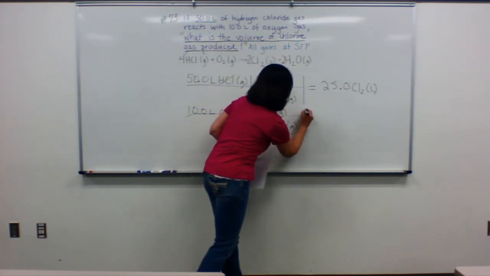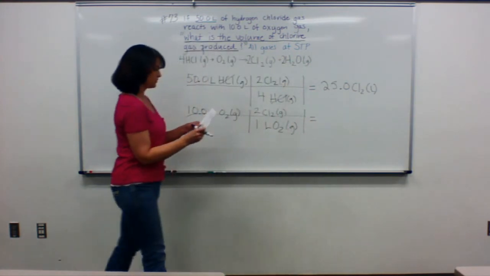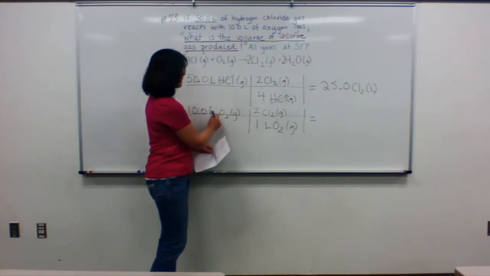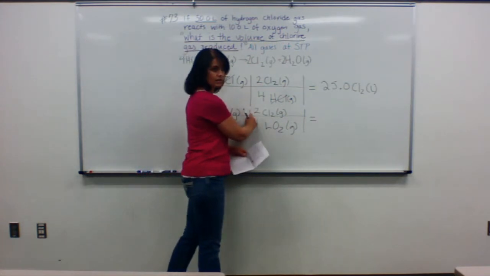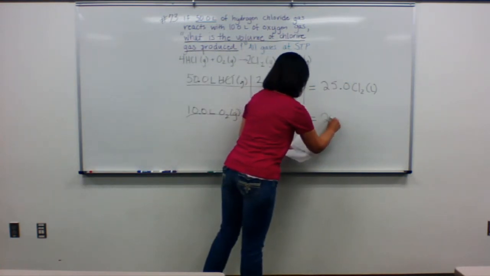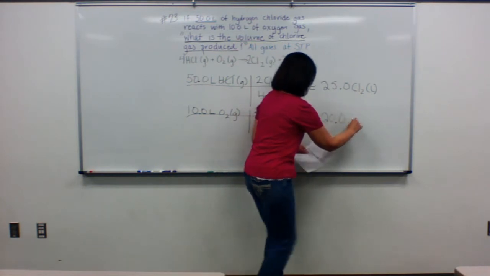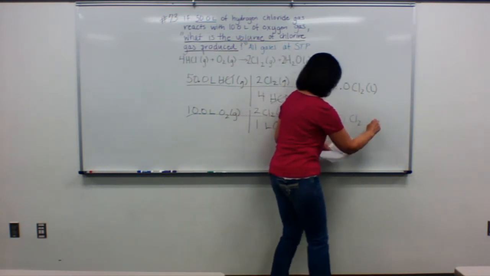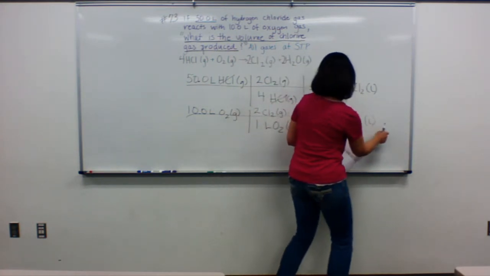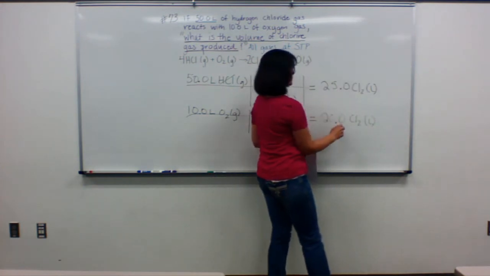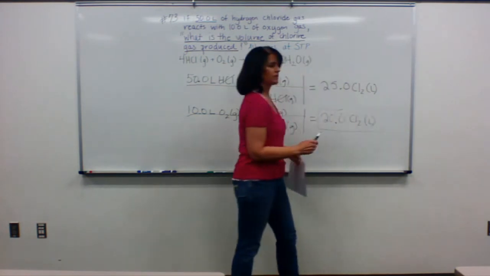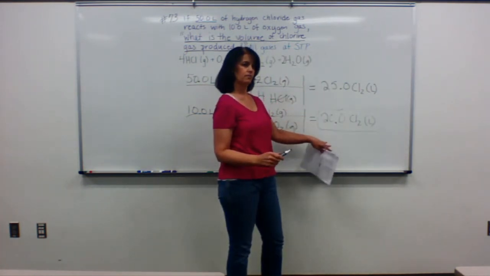Okay, so now I can do this problem. I do the same thing: I'm going to multiply this times this divided by 1, and that's going to give me 20.0 liters of Cl2. And as you can see, this is going to be my limiting reagent because it's the smaller of the 2 products.